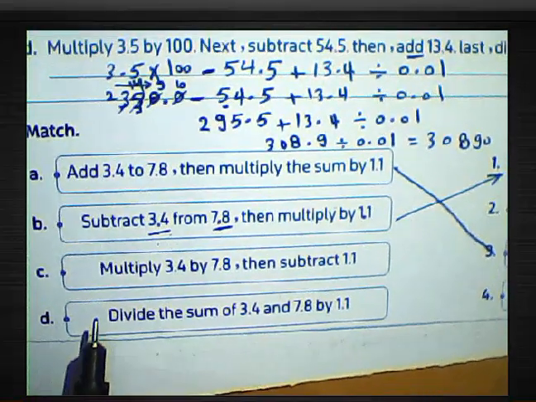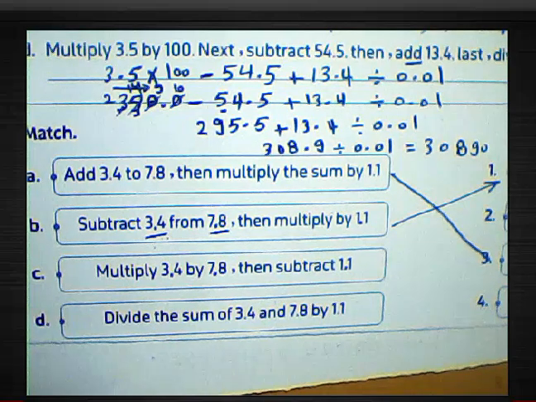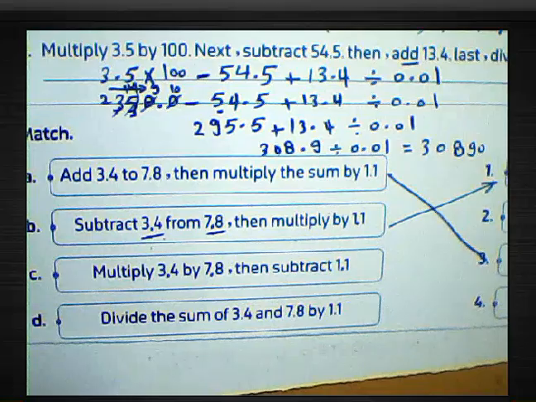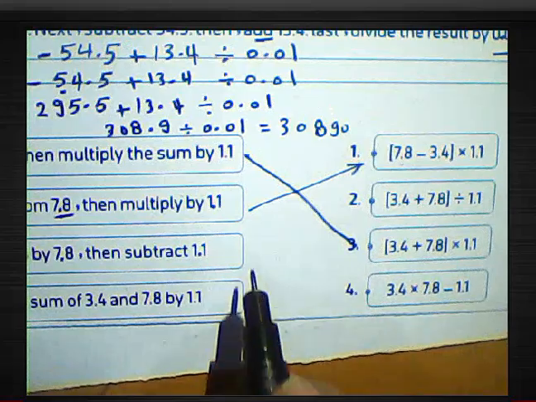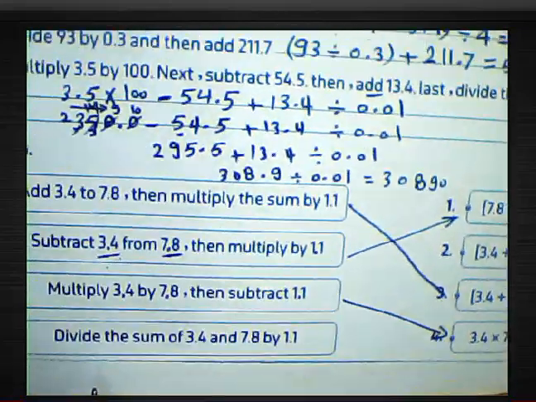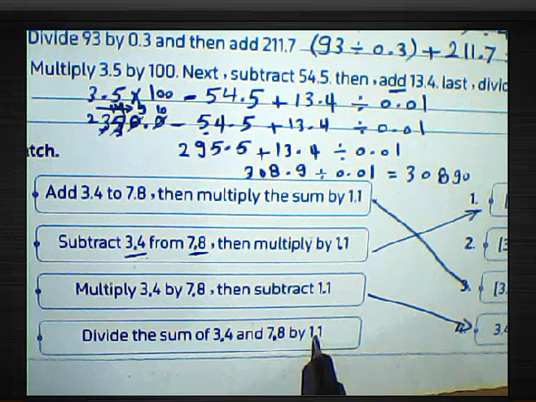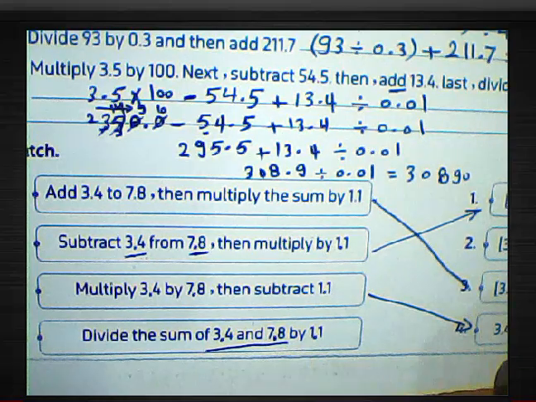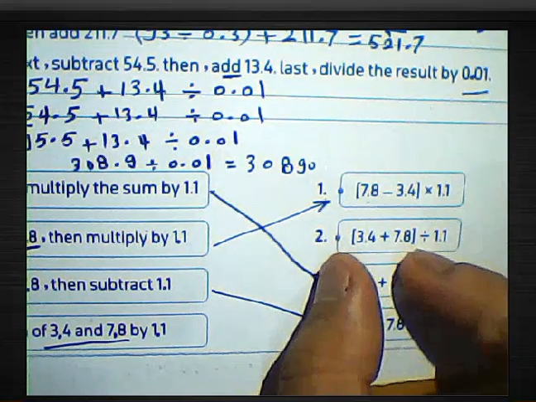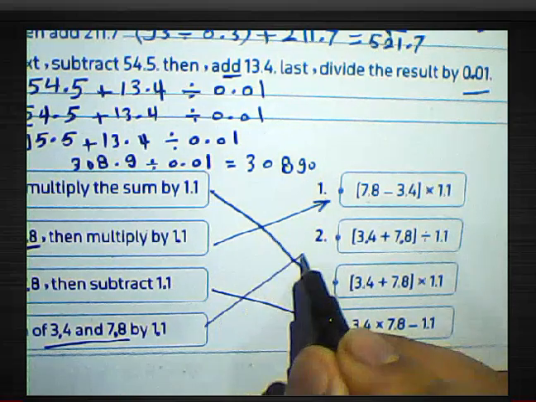Letter C: multiply 3.4 by 7.8, then subtract 1.1. Look here. First we multiply, and then subtract 1.1 from the result. Number 4, the last one: divide the sum of 3.4 and 7.8 by 1.1. We can write the sum in the brackets, then divide by 1.1.